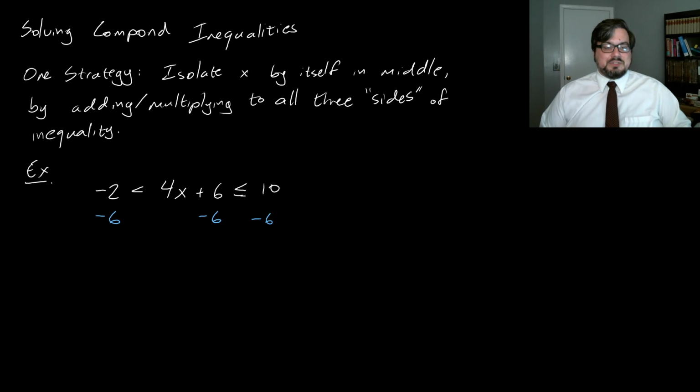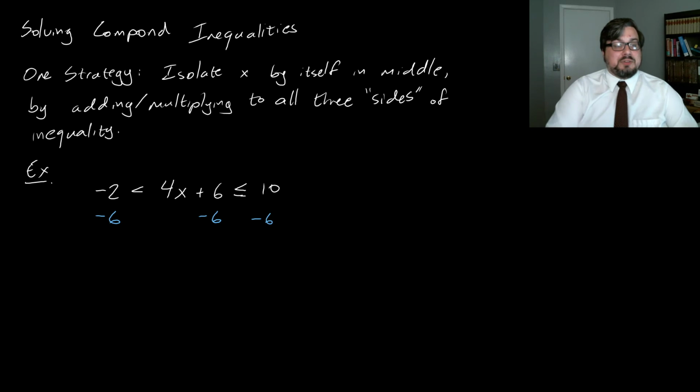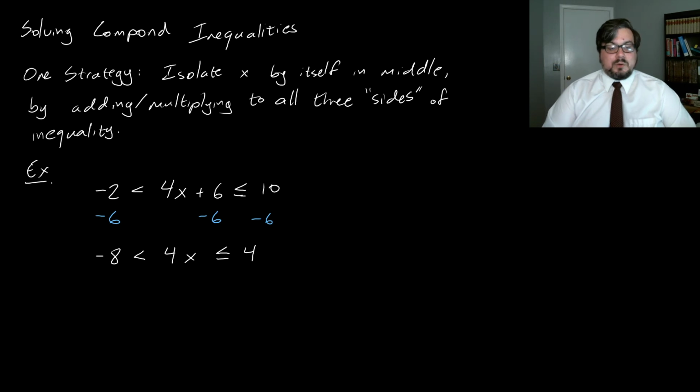Now, to do that, to balance that out, I also have to subtract 6 from all the other parts of the inequality. So in a compound inequality like this, you have what I like to call 3 sides to it: the left side, the middle side, and the right side. And so if we subtract 6 from the middle side, we also have to subtract 6 from the left side and the right side together. So we get that negative 8 is less than 4x, which is less than or equal to 4. And now we can divide both sides, or not both sides, all 3 sides by 4.